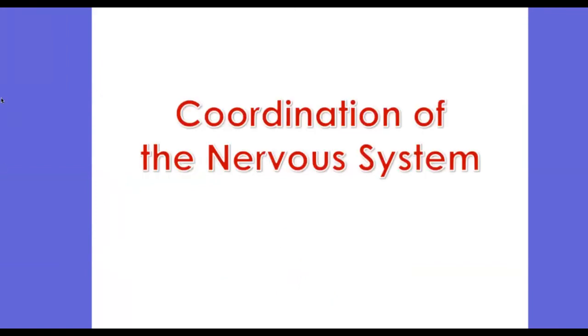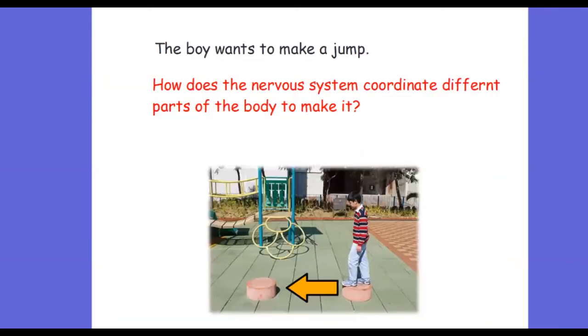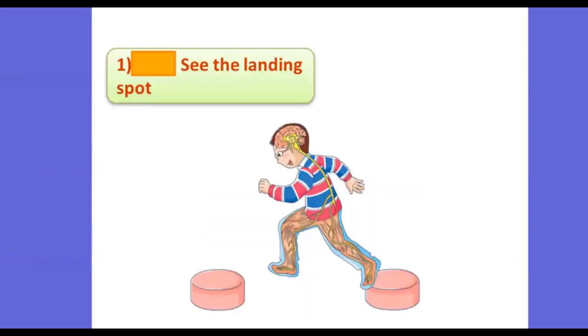Today we are going to take a look at how the nervous system coordinates different parts of the body. You can take a look at your textbook pages 8 and 9. Let's take a look at the picture here. The boy wants to make a jump. How does the nervous system coordinate different parts of his body in order to make the jump? Let's divide it into steps.